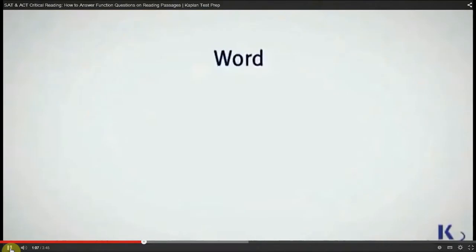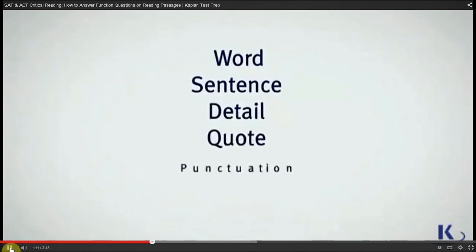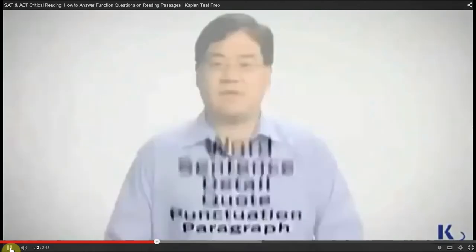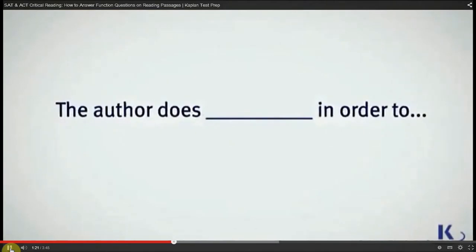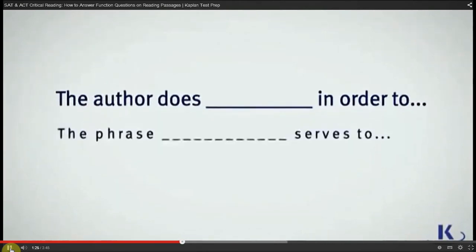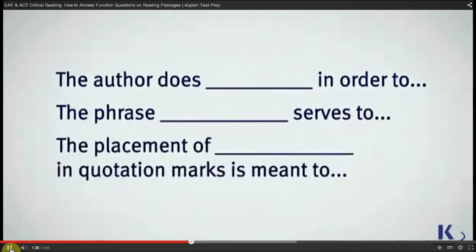Function questions ask about the function of a word, sentence, detail, quote, punctuation, or paragraph. They're easy to identify because their structure is distinctive and their phrasing is precise. You'll see something like, the author does blank in order to. The phrase blank serves to. The placement of blank in quotation marks is meant to.